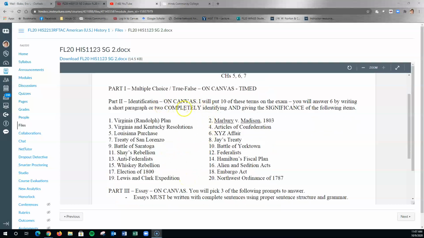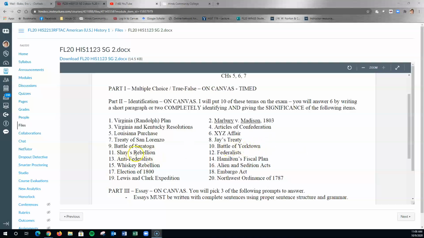There'll be a section of identifies, okay, I'll put about 10, I'll pick from this list, 10 random terms, put them on the exam and ask you to pick 6 from that list. And you'll write a short paragraph or two completely identifying and giving the significance of the following items. When we say this, okay, it means that you have to talk about what the item is and why it's important. So I thought I would pick one of these and just sort of talk you through it.